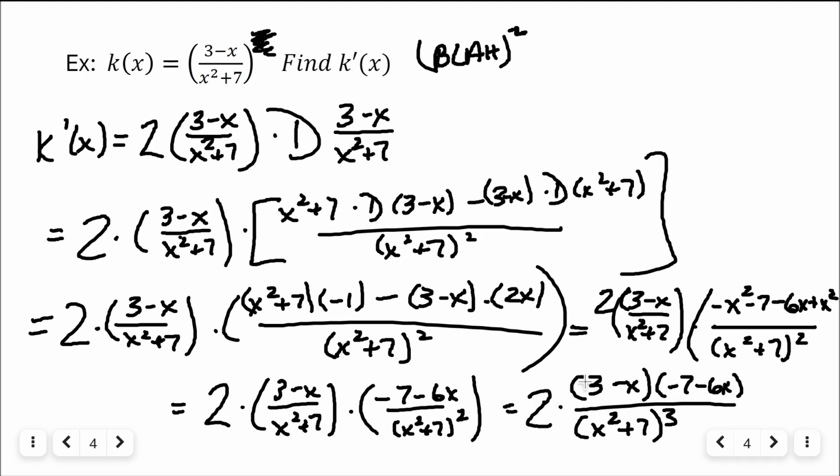Please keep in mind this 2 is in the numerator. There's a 1 underneath there. That 2 is up there with the 3 minus x times the negative 7 minus 6x. Okay? And now, come back up here. We derived 3 minus x over x squared plus 7. Cross it out. We're done deriving, so we're done with this problem. And I'm sure you are thankful for that.